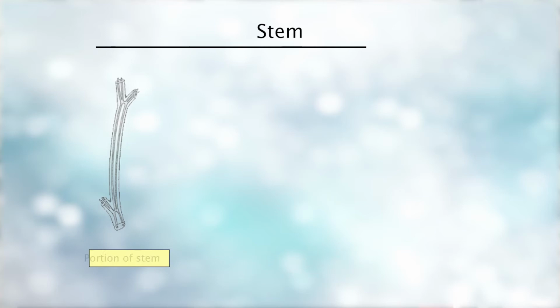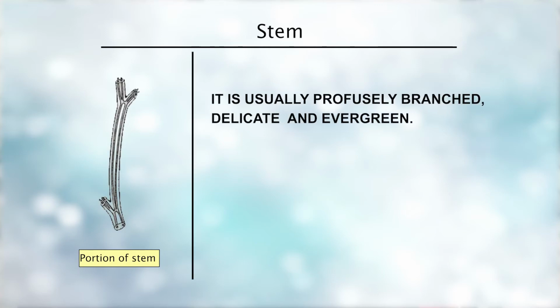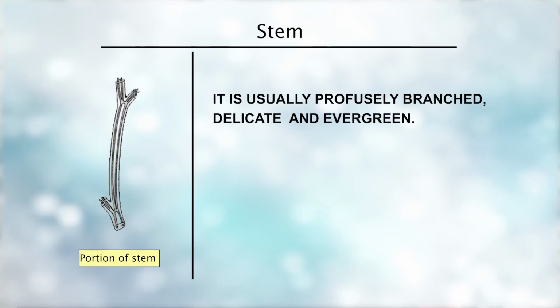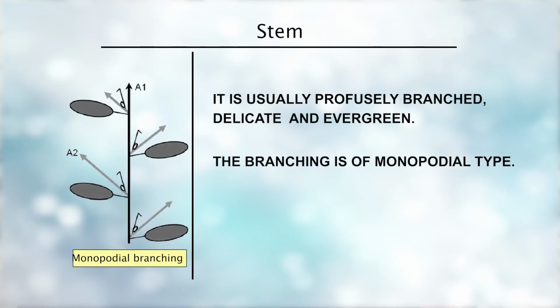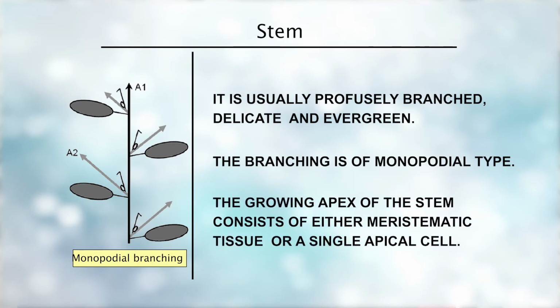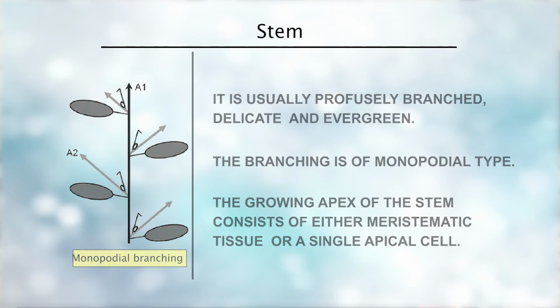The first one is the stem. The stem is profusely branched, delicate and evergreen. The branching type is monopodial. Here I have given a diagram where you can see how the monopodial branching system takes place. The growing apex of the stem consists of either meristematic tissue or a single apical cell.